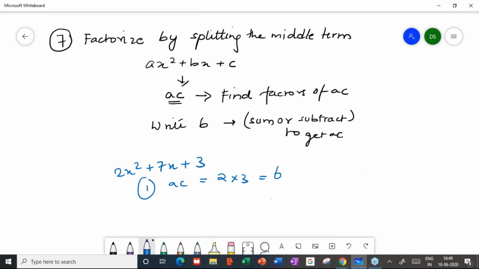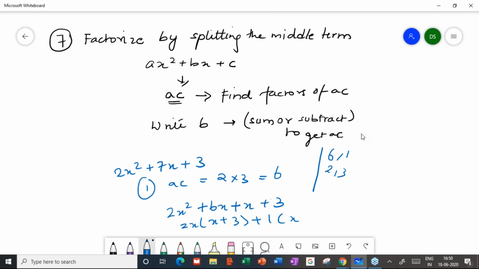Okay. Yeah, so you get the factors of 6, right? Which give you 7. So just write 6 into 1 is 6. 2 into 3 is 6, right? Which of these will give you 7 on addition is 6 plus 1, right? So I'm sorry, I got a bit confused myself. Plus 6x plus x plus 3, right? This will give you 7. 6 plus 1 will give you 7. So 2x times x plus 3 plus 1 times x plus 3. Then x plus 3 is common, so you take it out, 2x plus 1.